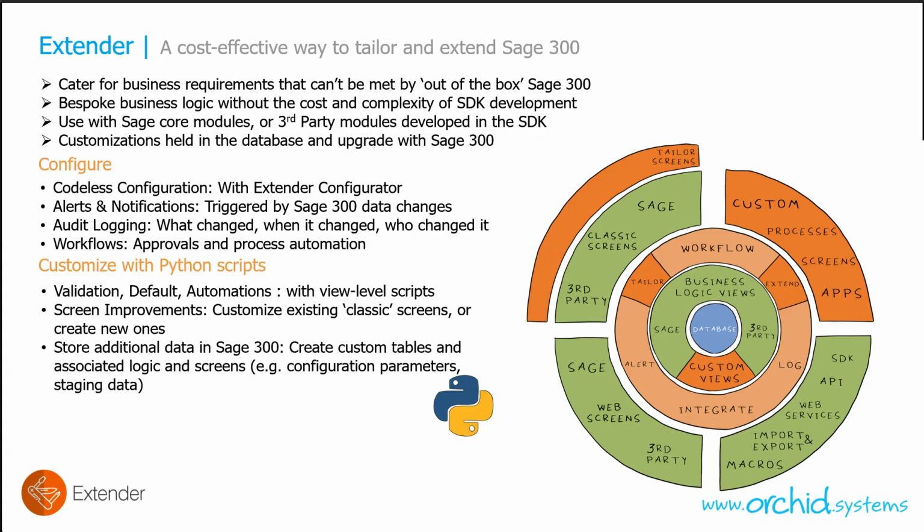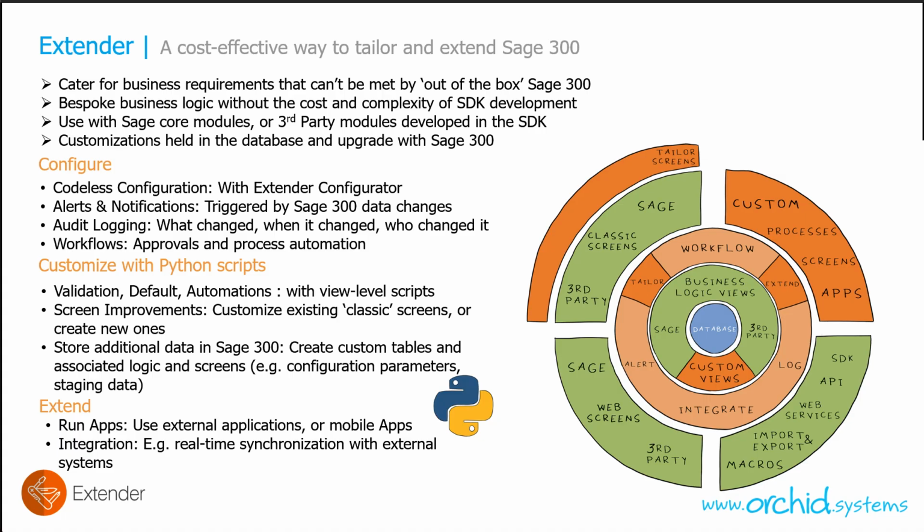You can also use Extender to customize Sage 300 with Python scripts for validation, defaulting some values, automating some processes. You can customize classic desktop screens or create new ones to add a button, hide fields, add tabs. You can create your own custom table and associated logic and screens to store additional data in Sage 300. It can be configuration parameters for an application, or staging data that might be sitting in an Access database, such as a simple customer complaint.